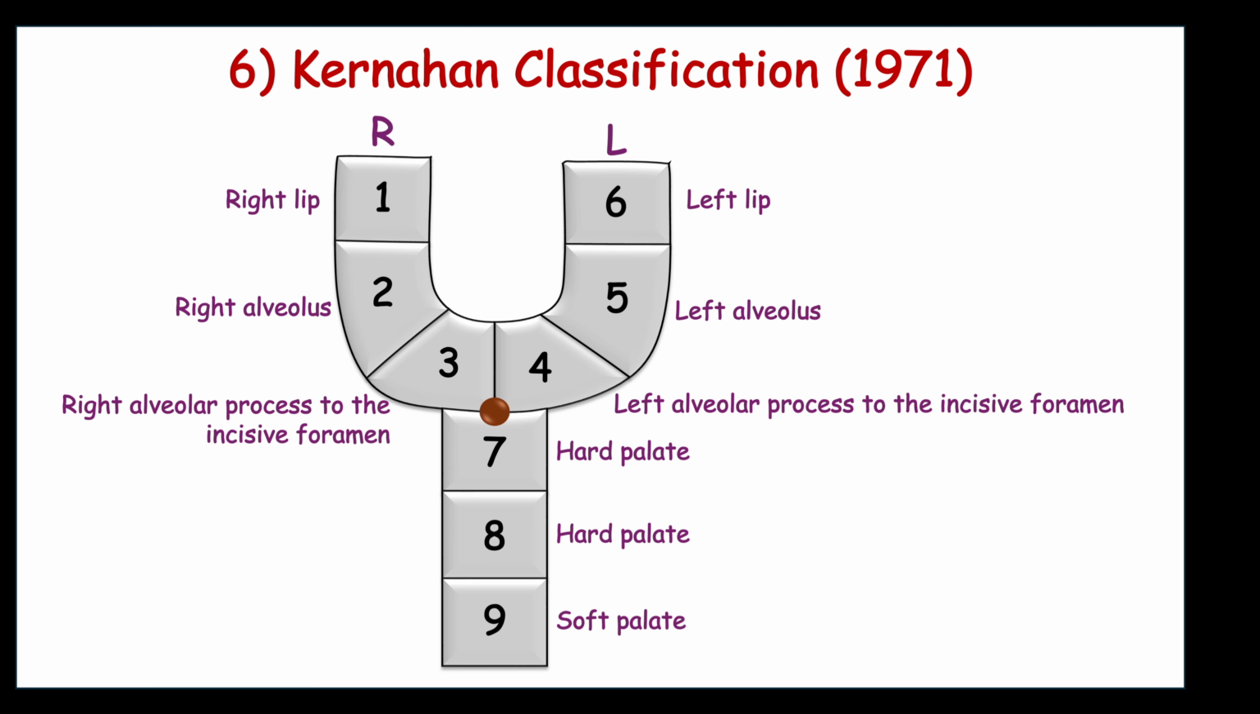Kernahan Classification in 1971. It also comprises both right and left side, and here it has both right and left lip, right and left alveolar process, right alveolar and left alveolar process to the incisive foramen, hard palate and soft palate. Here the circular area indicates the incisive foramen.